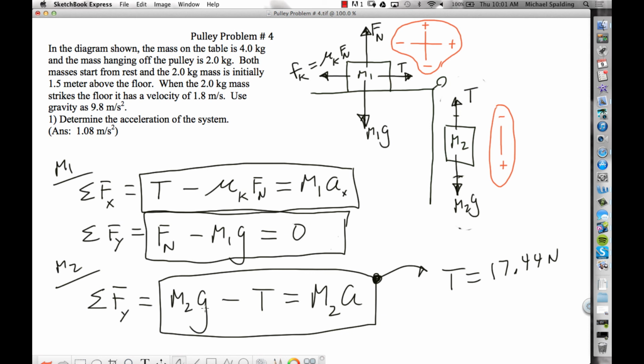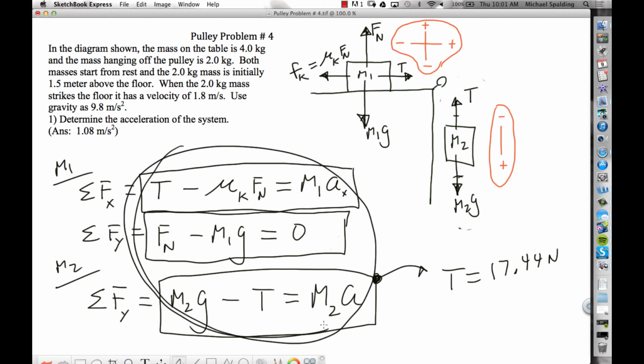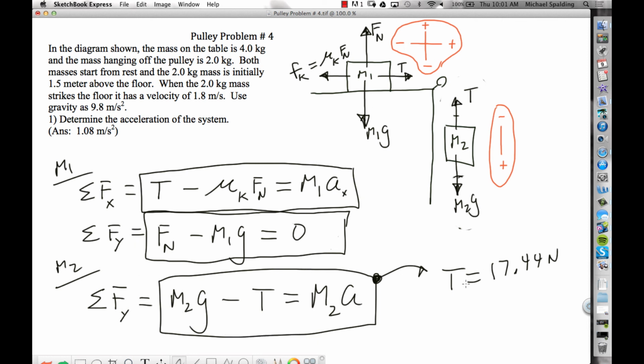One comment, see G right here? Are you going to plug in 9.8 or negative 9.8? 9.8. Don't plug in negative. Do you want to know why you don't plug in negative? Because you've already done the sign conventions. Look at what we did here. Did we or did we not pay attention to sign conventions? We did. So don't start throwing in more negatives after we've already handled all the sign conventions. You know what I'm saying? So just plug in 9.8. You get tension equal to 17.44.